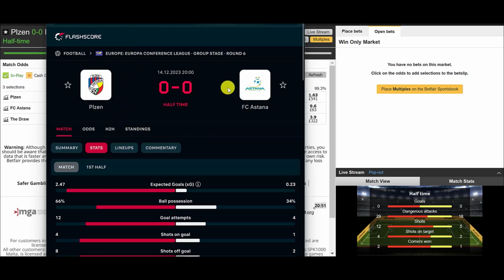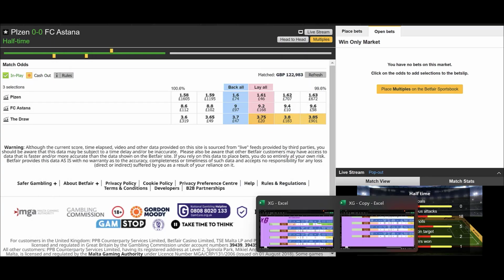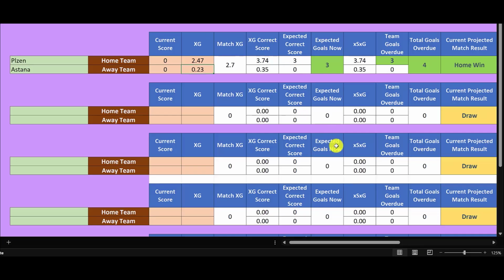So I think we've spotted a bit of an opportunity in this match from the Europa League. Victoria Pilsen against FC Astana. You can see the stats there. We plugged them into the sheet, and it's quite telling. Okay, so it is 0-0. However, current projected match result, home win. So Pilsen more than dominant, and total goals overdue is 4.